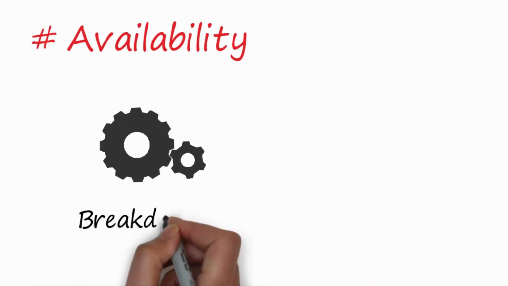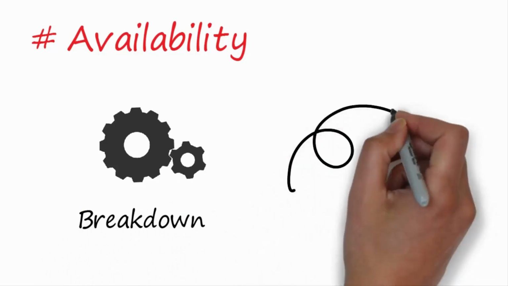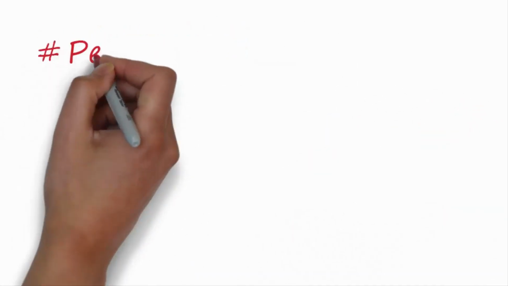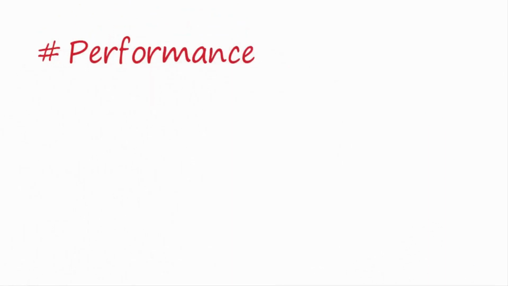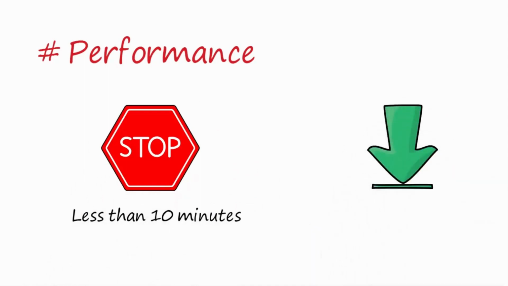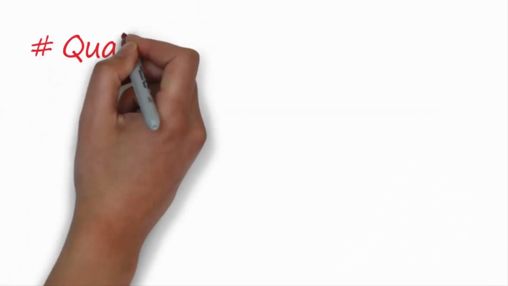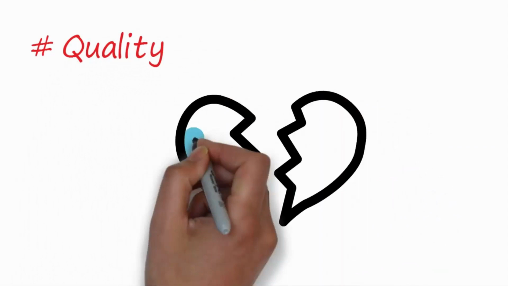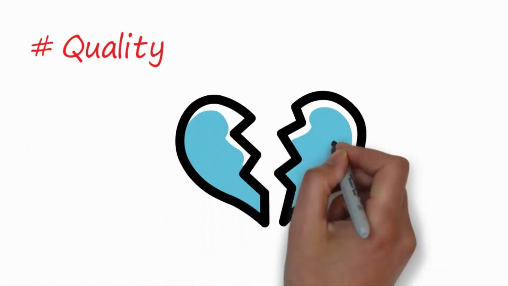Availability. Breakdown losses are unplanned stoppages requiring repair. Changeover and adjustment losses occur when changing over between products. Performance. Minor stops and idling are often defined as stops taking less than 10 minutes. Reduced speed losses result from the machine running at less than the design speed. Quality. Defects result in scrap or rework and are the result of any problem that causes the machine to work outside of the specification limits.